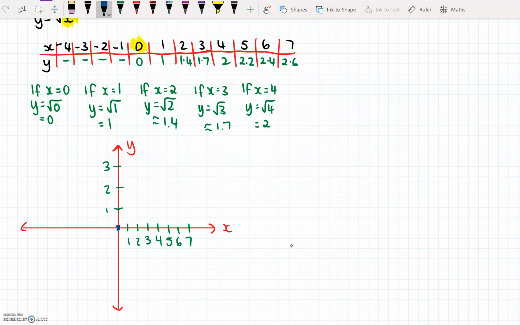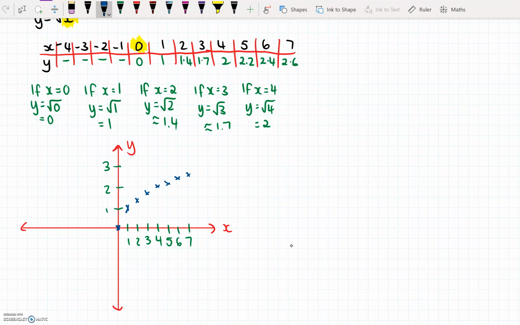Okay, at 1, we also have 1, so another point here. At 2, it's 1.4, so about here. At 3, we have 1.7, so that's going to be about here. At 4, we have 2. At 5, we have 2.2. At 6, we have 2.4. And at 7, we have 2.6.